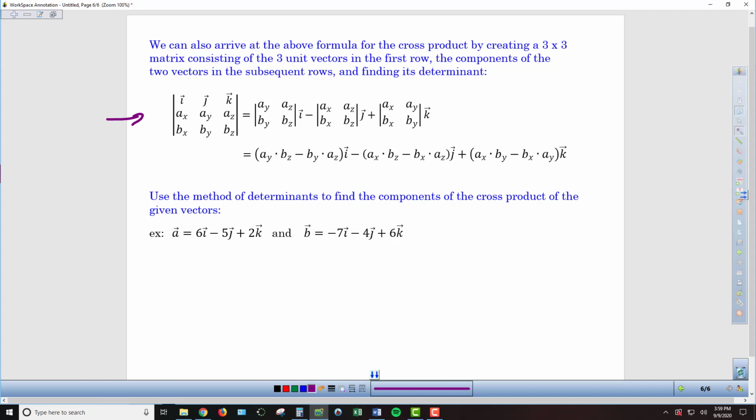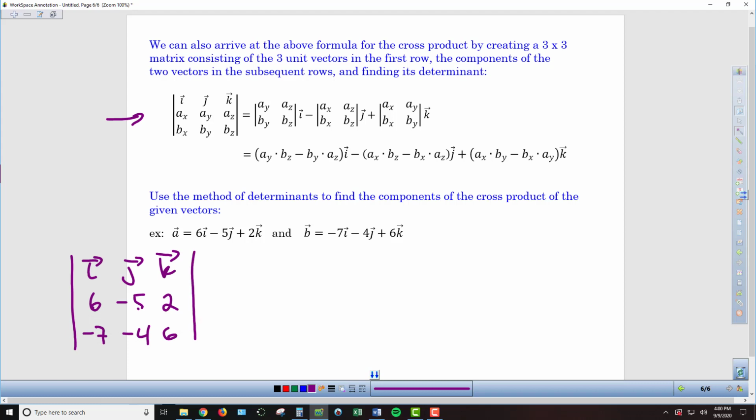But anyway, what I've done is, in the top row of the matrix, I've put just the I, J, K unit vectors. In the middle row, I'm going to put the components of the vector A, in X, Y, Z order, then likewise for B. So I'm going to go ahead and set that up for these two vectors that I see here. So I have I, J, and K. I've got 6, -5, and 2. And I've got -7, -4, and 6.